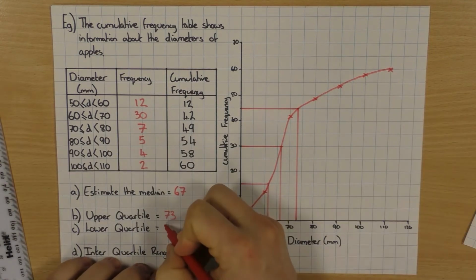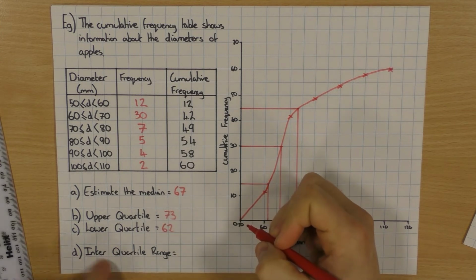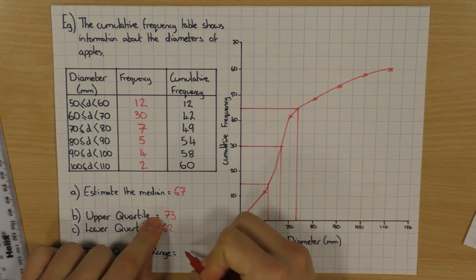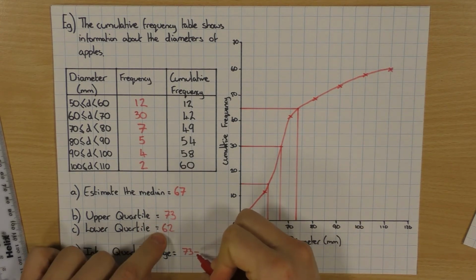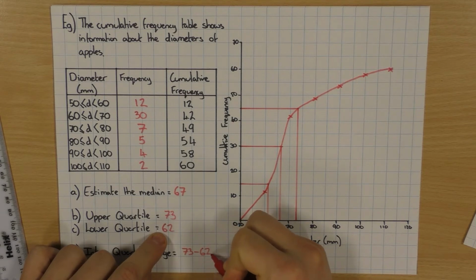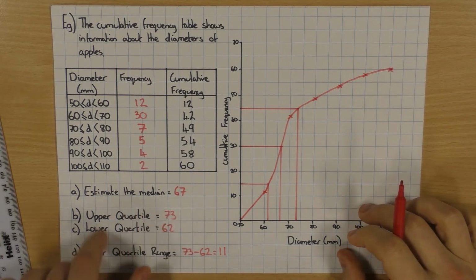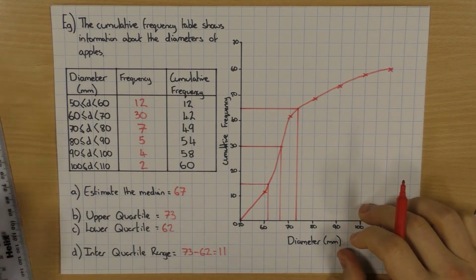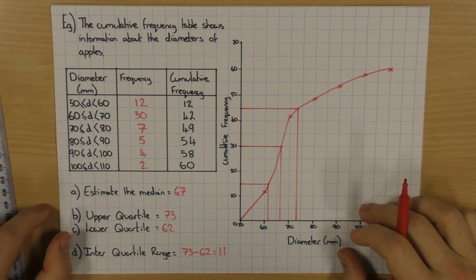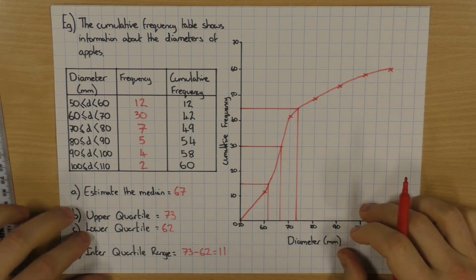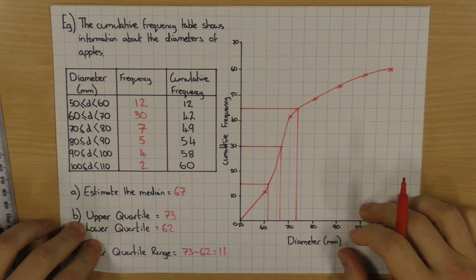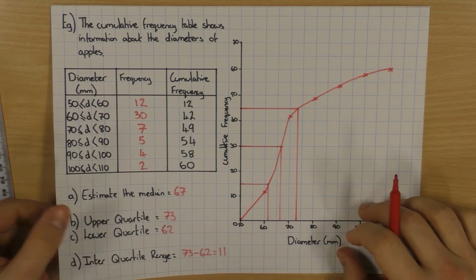And that's about 62. Okay, so the interquartile range, just as before, is the upper quartile, which is 73, take away the lower quartile, which is 62, and then that gets you 11. Okay, so again, this could be put into a box plot. So that's like part B of the question. So make sure you do check out the box plot video once it's done. Okay, so that's drawing cumulative frequency graphs.